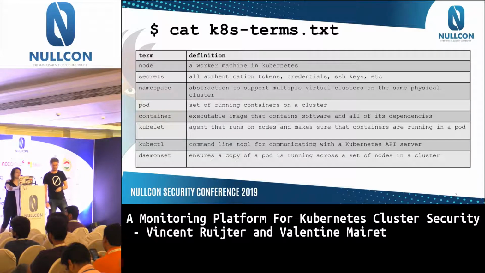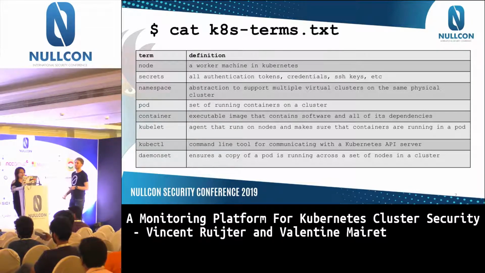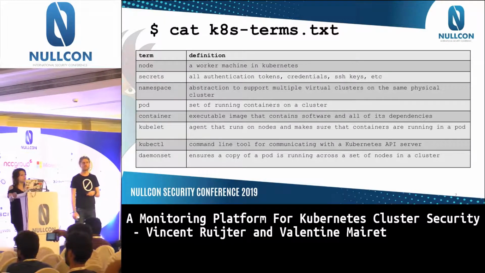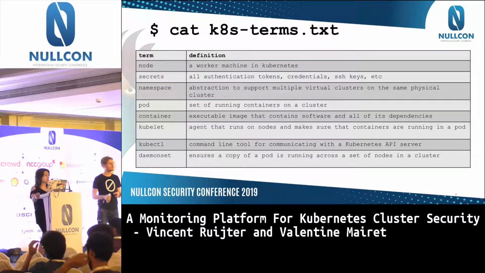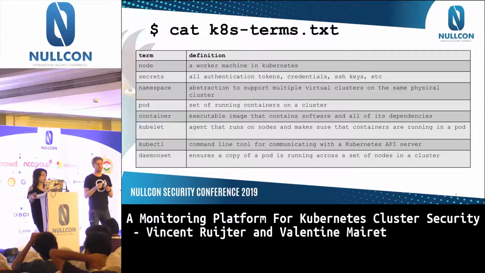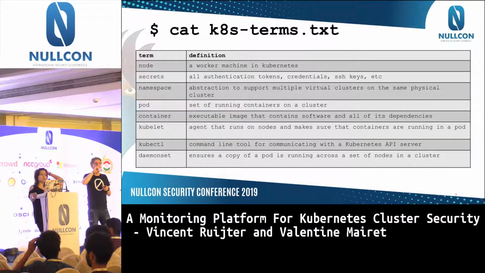So for people who have no experience in Kubernetes, we have prepared a nomenclature table for you. This is basically copy-pasted from the Kubernetes website. And these terms are going to be used in the talk. So we're going to talk about nodes. So a node is a worker machine in Kubernetes. Secrets, these are files or a set of files that contain authentication tokens, credentials, SSH keys, everything that you need to keep secret. Namespaces, basically Kubernetes abstraction to support multiple virtual clusters. And a pod is a set of running containers in the cluster.